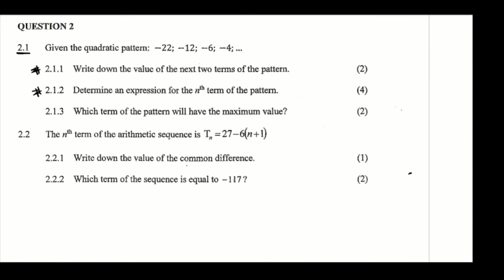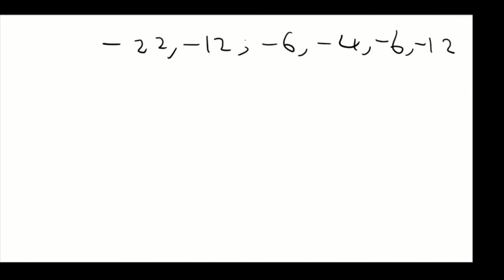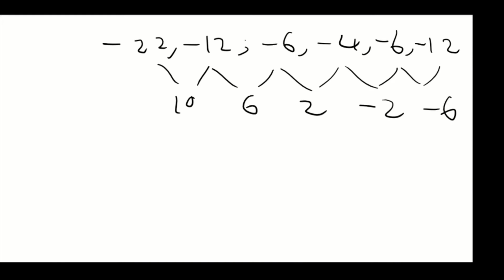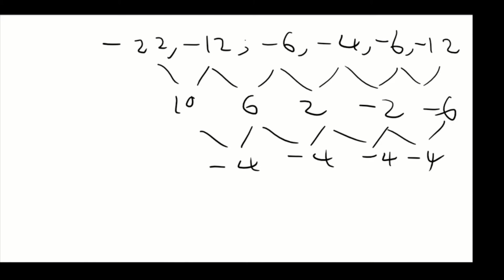2.1.2, we are asked to find the expression of the nth term of the pattern. To find our nth term, we need to first write down our sequence that we wrote in the previous question. We have our sequence here, and our first difference of the sequence is 10, 6, 2, minus 2, minus 6. And the second difference of the sequence is minus 4. So minus 4 is constant throughout.